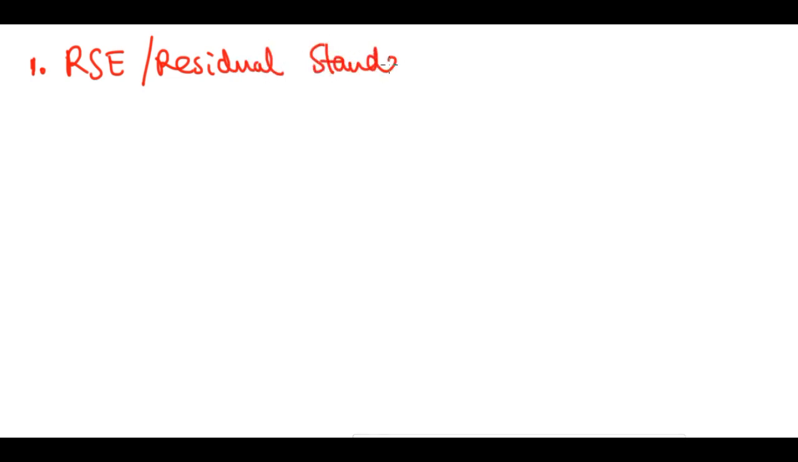Cool. So in this video, we're going to do the first quantity, which is RSE, or residual standard error. So if you remember, when we're building our linear model, we said for each observation there is an error term that is associated with it. You remember that we had something like this.